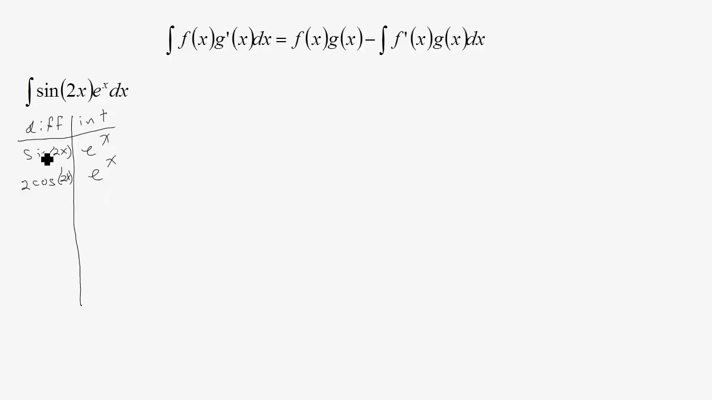So it seems like the integral hasn't gotten any simpler, right? We had the integral of sine against e to the x. Now we're just trading it in for the integral of cosine against e to the x. So maybe we should try integration by parts again. I'll integrate on this side and differentiate this.